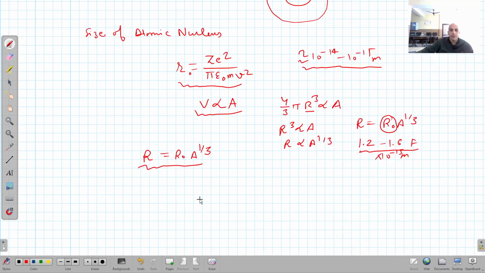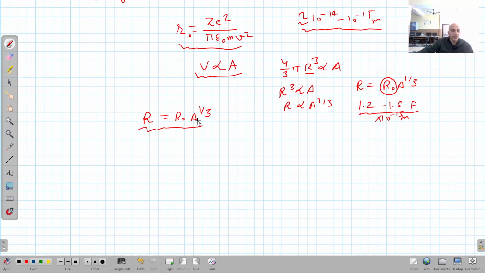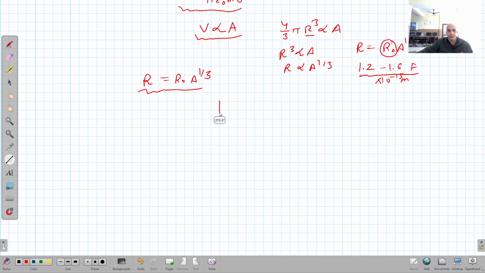Now I am coming to a graph. If I plot a graph between the radius and this mass number A, then what will I find? So I am going to plot a graph. This is A, the mass number, and this is R, the radius, right?